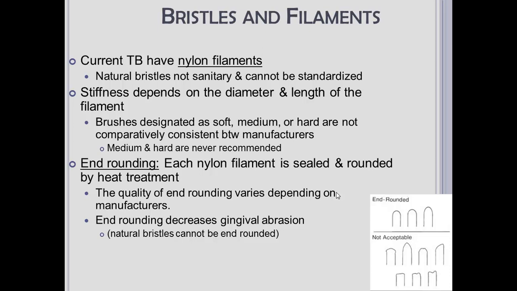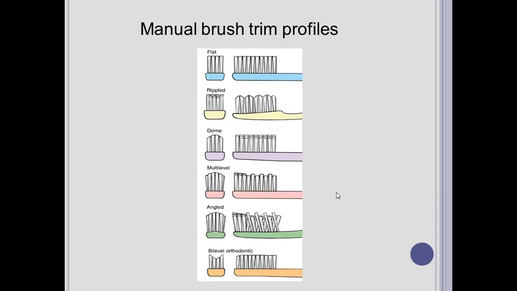And I had said earlier about end rounding. This is basically the way they treat the bristles, that they're sealed and rounded, and it makes it less likely to cause gingival abrasion if the bristles are end rounded, and most of them are these days.